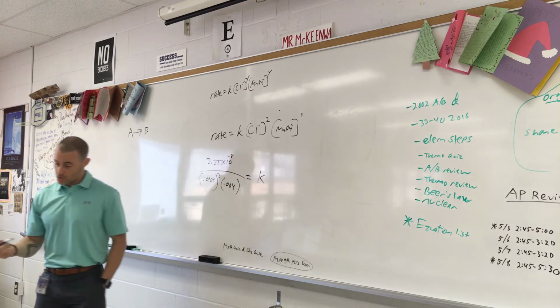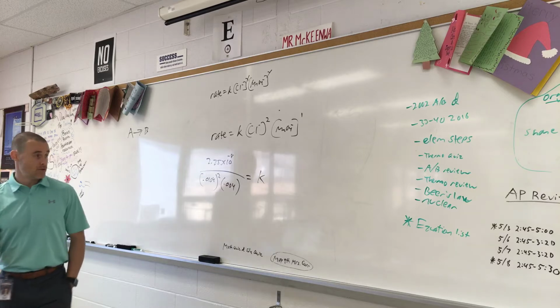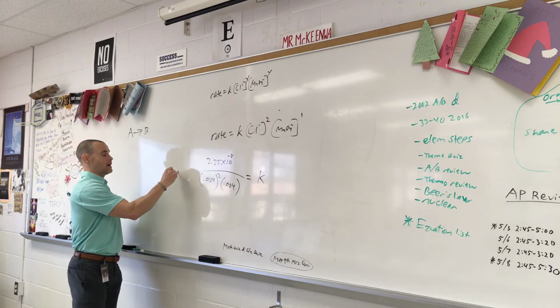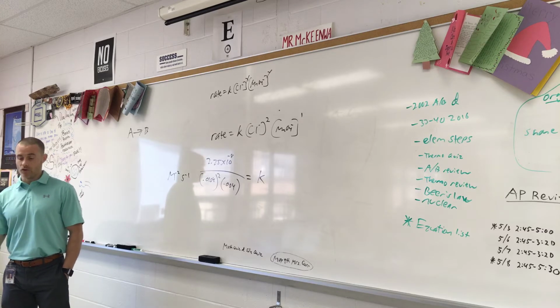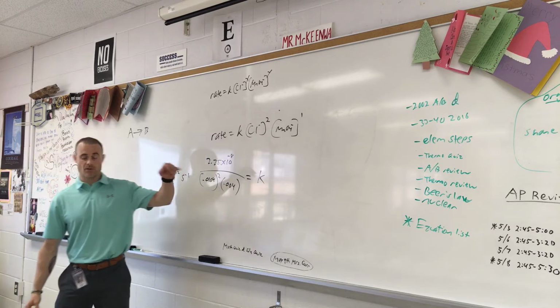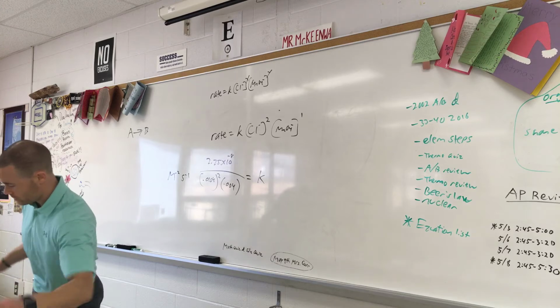But now it says include units, right? Yeah. So it's third order, so we know it's M^-2 s^-1. Hopefully we remember that. So usually you get 2 points here, one for the answer, one for the units. That's usually how that works.